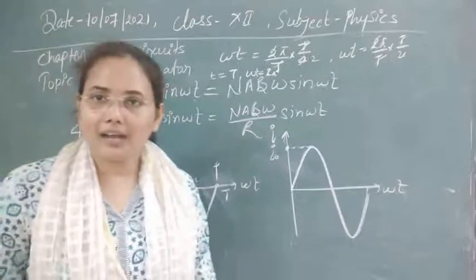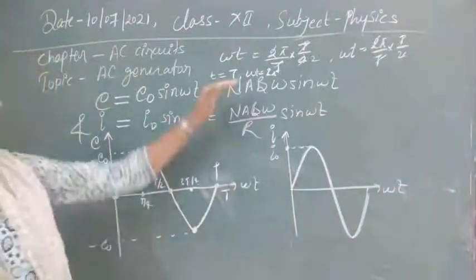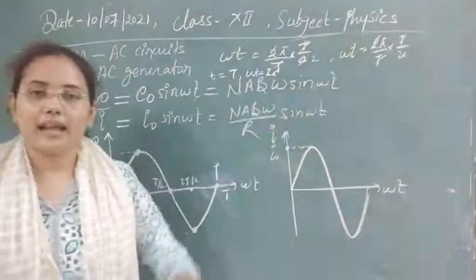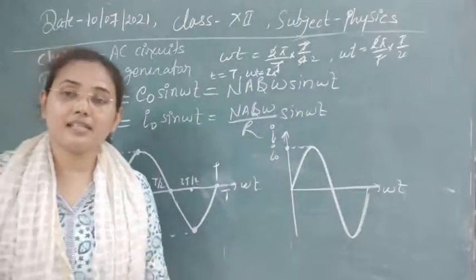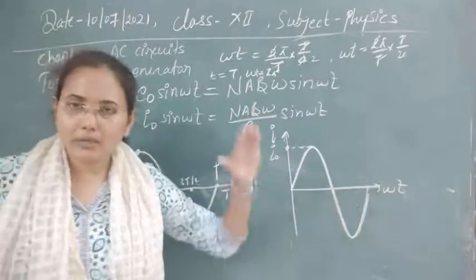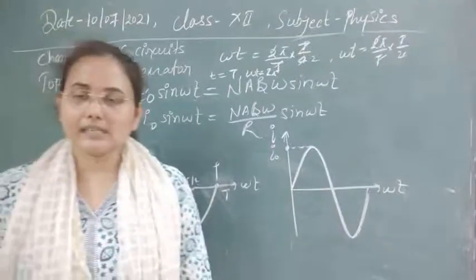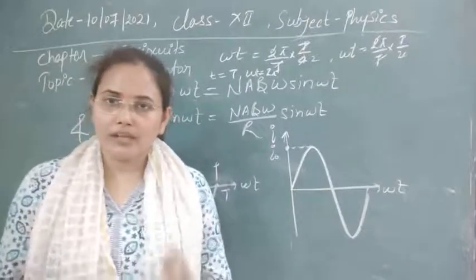So that's why, in our AC generator, you can clearly see from this graph, or from this expression, that it is changing with time and also changing its direction. By this graph it can be predicted. So this is the production of alternating current and potential. AC generators are used to produce alternating current.